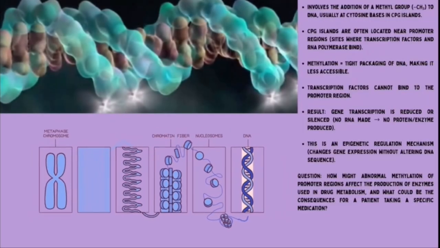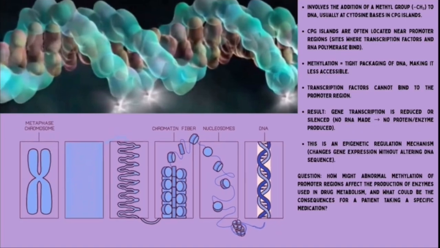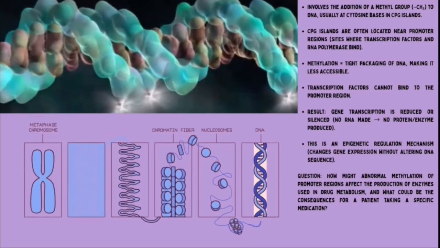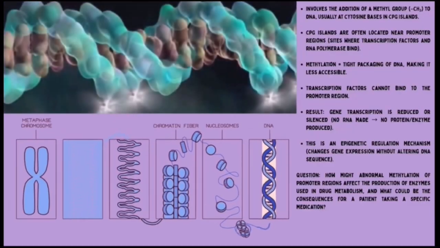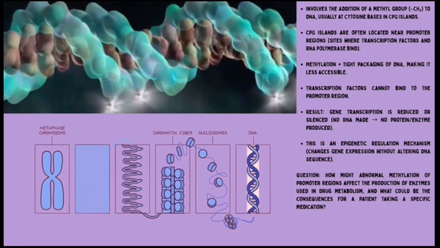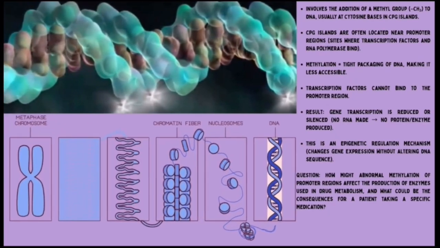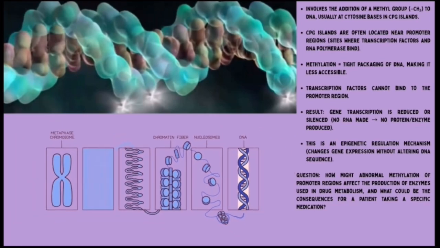Methylation is the addition of a methyl group to DNA, usually at cytosine bases that are part of CpG islands, which are regions with a high frequency of cytosine and guanine nucleotides linked by phosphate groups, often located near gene promoter regions. Promoters are specific sequences of DNA located near the start of a gene that act like on and off switches for transcription. They are essential sites where RNA polymerase and transcription factors bind to initiate the process of copying DNA into RNA.